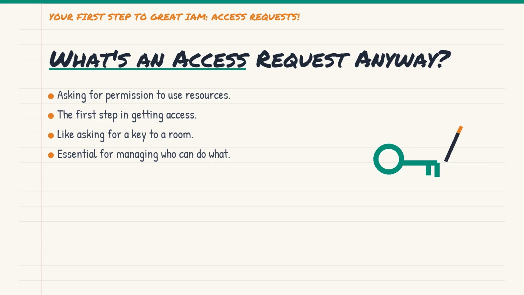Today, we are starting at the very beginning: how folks actually get permission to use stuff. Think of it like needing a key to get into a room. An access request is basically you asking for that key. It's the first official step to using a system, an application, or even a specific piece of data. It's super important because it's the gatekeeper for who gets to do what.